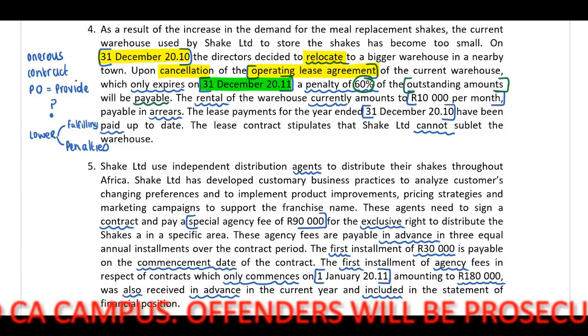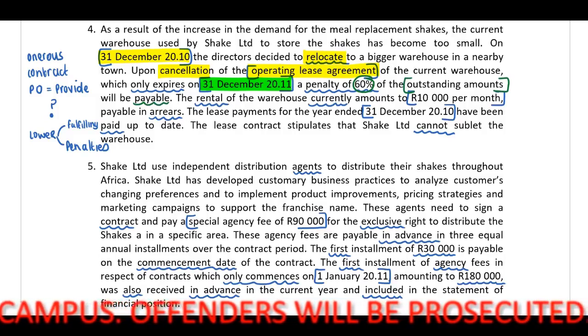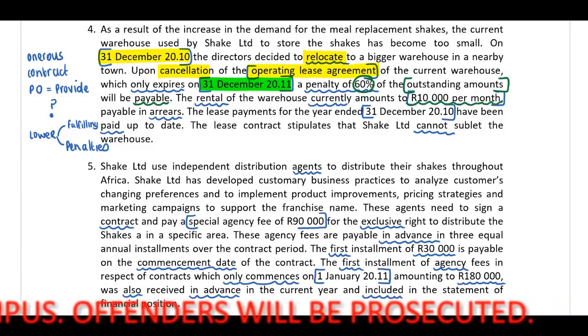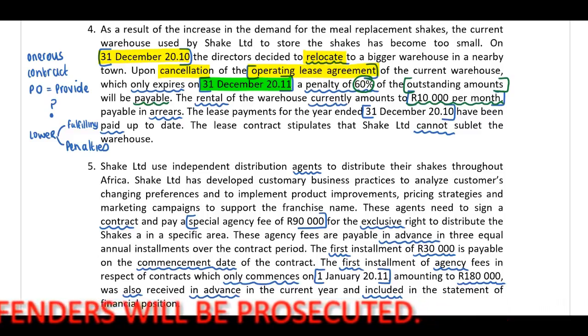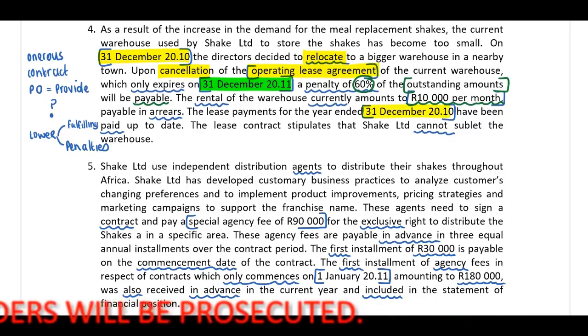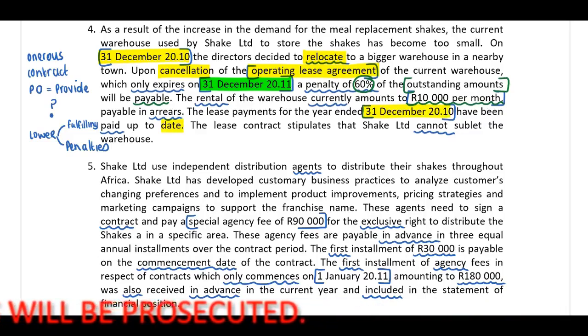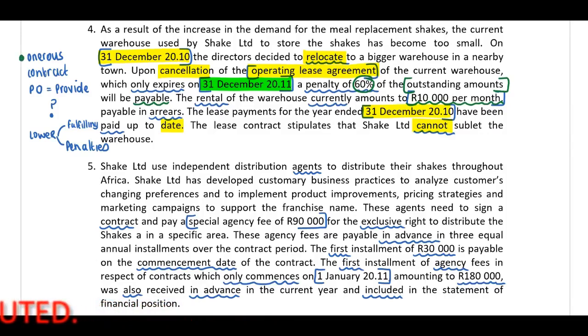The rental of the warehouse currently amounts to 10,000 Rand per month, payable in arrears. The lease payments for the year ended 31 December 2010 have been paid up to date. The lease contract stipulates that Shake Limited cannot sublet the warehouse. We have identified that this is an onerous contract. Therefore, we will have to provide for either the lower of fulfilling the contract or the penalties.